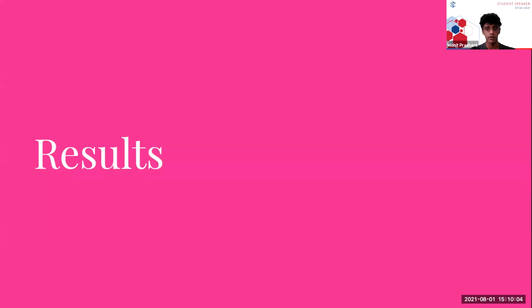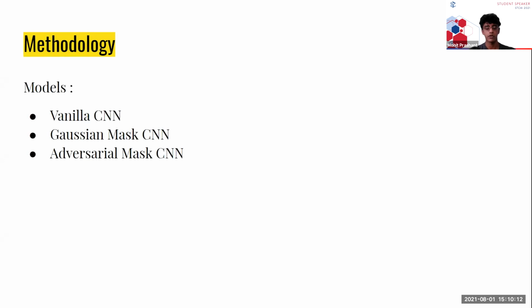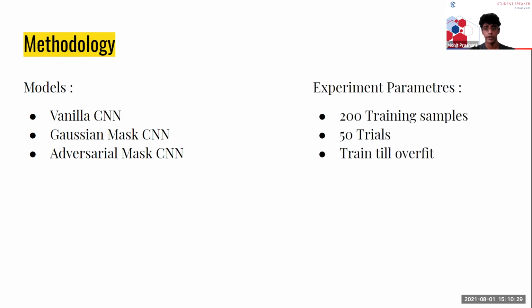So I think this is the section that we've been waiting for, the results. I'd like to talk a bit about the methodology involved. This was a simple comparison between three models. Firstly, a vanilla convolutional neural network, as well as a convolutional network that was masked using a Gaussian mask, and our adversarially trained convolutional neural network. The experiment parameters were 200 training samples over 50 trials, and each model was trained till the point of overfit.